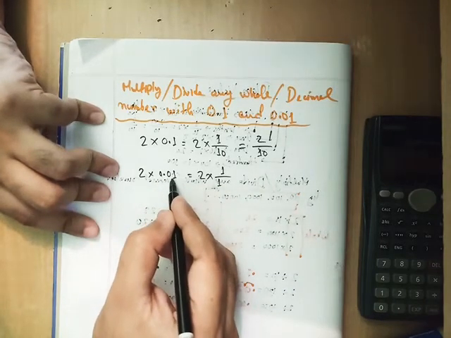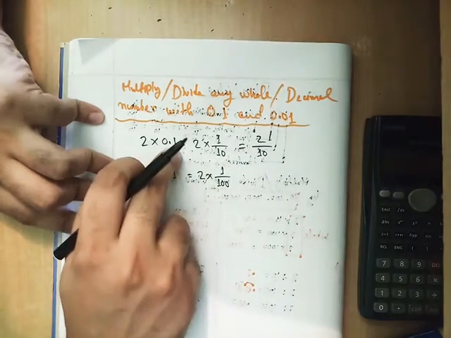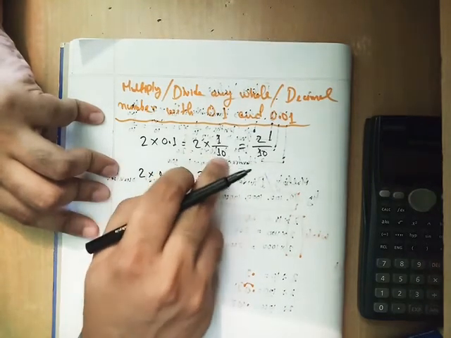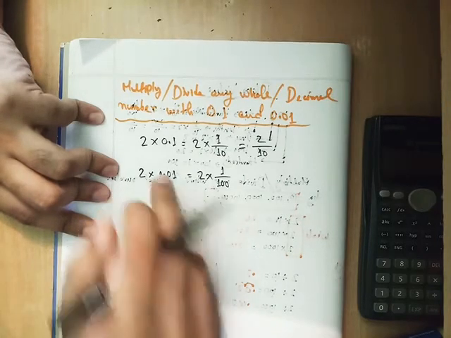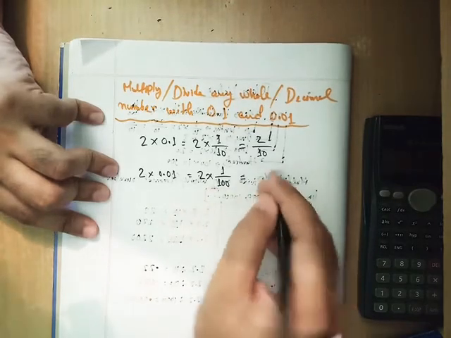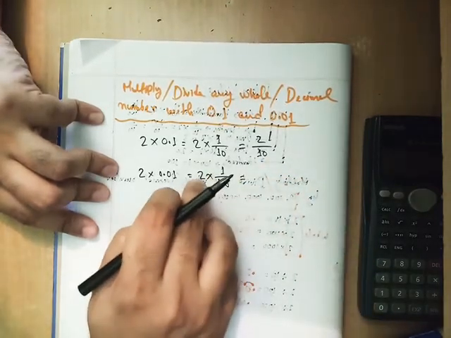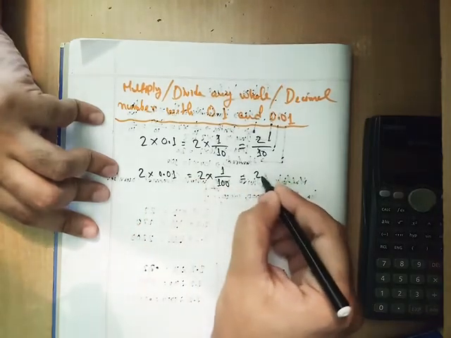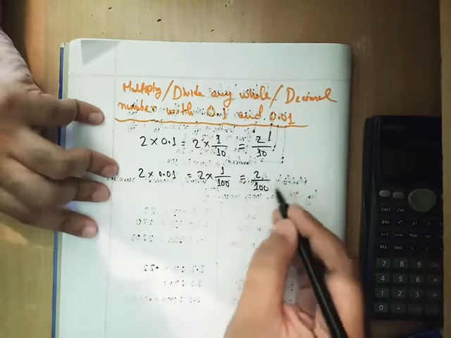So 1, 2, right? So put 2 zeros here. In the first instance there was only 1 digit, so I filled it up with 1 zero. In the second instance there are 2 digits, so I'm filling it up with 2 zeros. Now if I further multiply a whole number with a fraction, the numerator and this 2 multiply. 2 into 1 basically means 2 by 100.